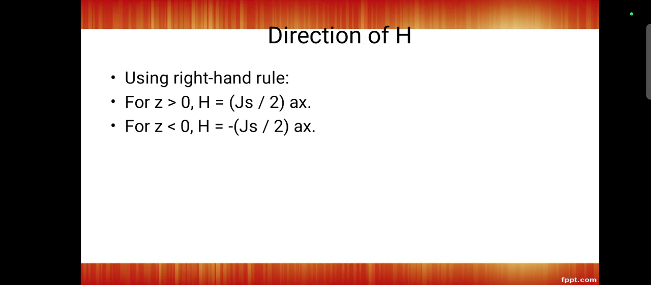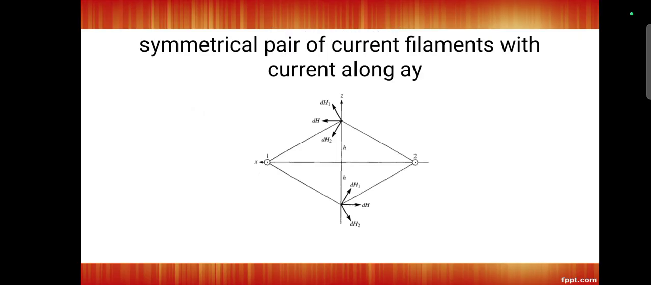Here is the direction of H using the right hand rule. For z greater than 0, H = Js/2 Ax. For z less than 0, H = minus Js/2 Ax.